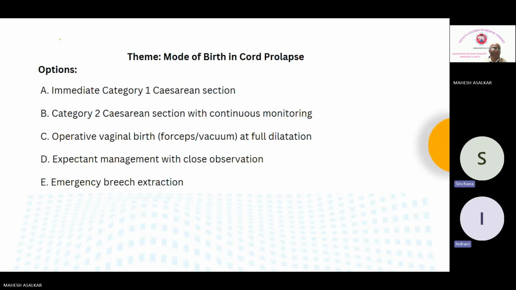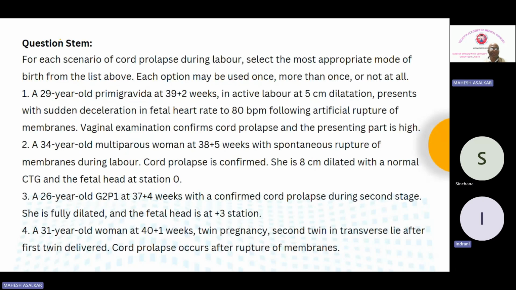Option A, immediate category 1 C-section. B, category 2 section with continuous monitoring. C, operative vaginal birth. D, expectant management. E, emergency resuscitation. This is immediate category 1 cesarean section.